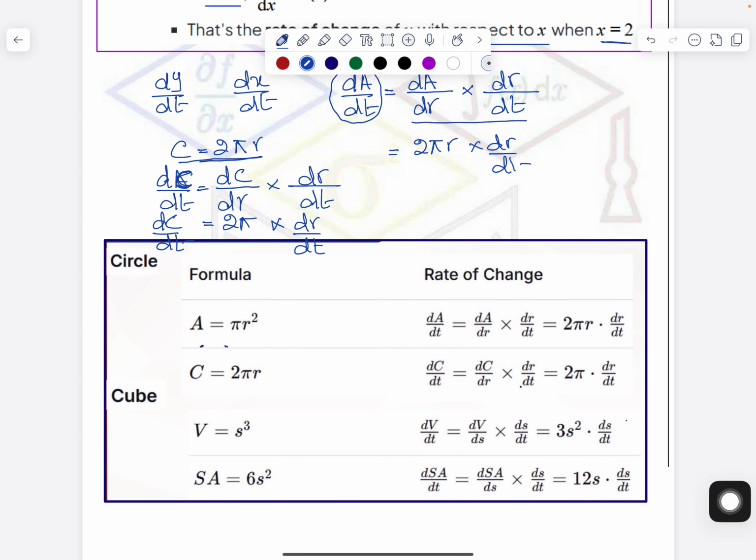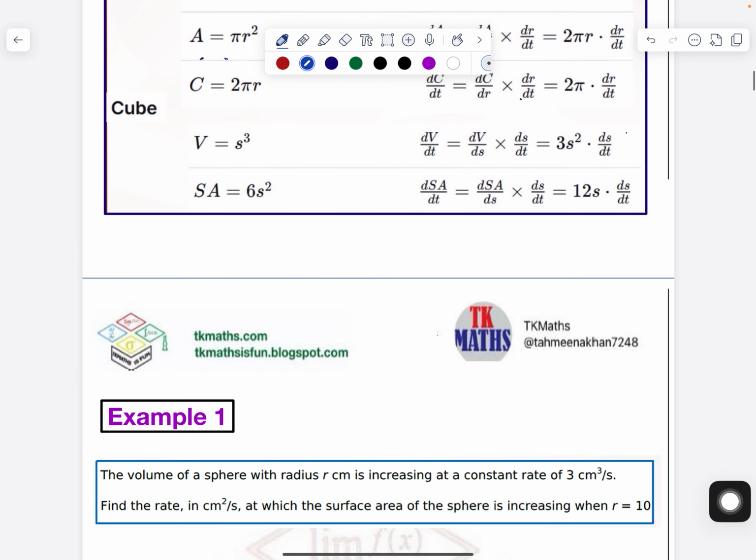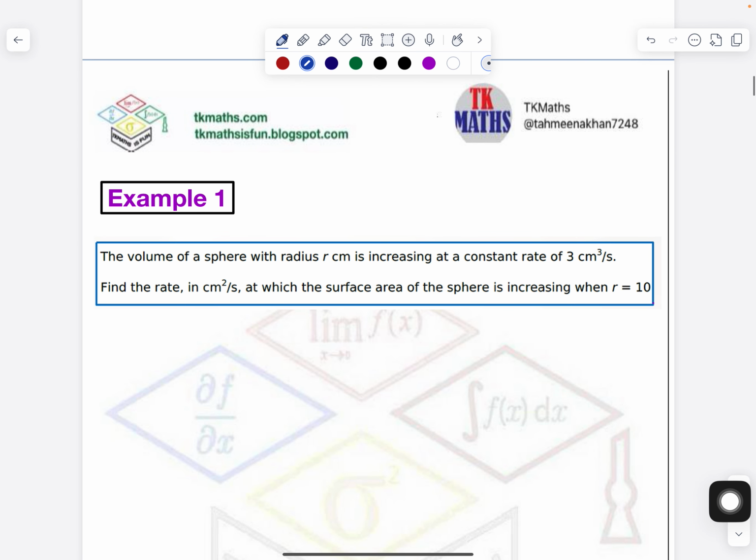Okay, now let me take you to the question. I'll solve this question in front of you. You can take time to read it. You can put the video on pause if you want. I'm solving this question now in front of you, right? You can see no formula is given here. The volume of a sphere with radius r centimeter is increasing at this rate.